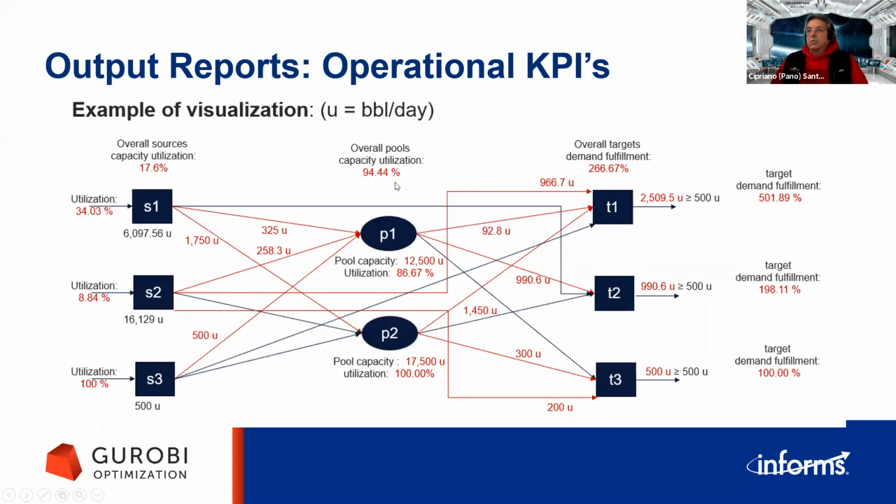Also, the capacity utilization from the pools here, and the overall demand fulfillment. So if you see for target node one, you are producing 5 times the required demand. This is because this pool node is very profitable.